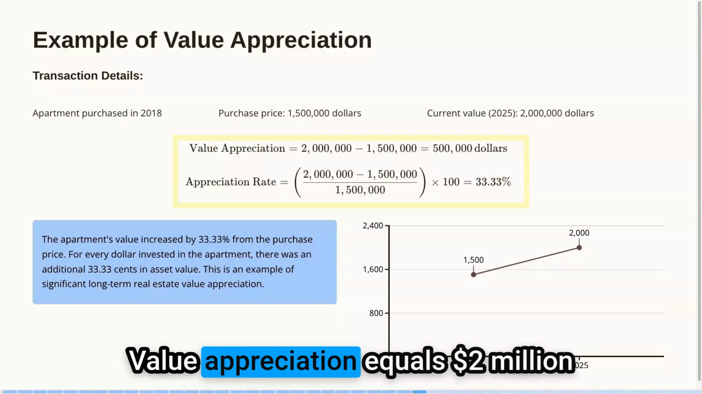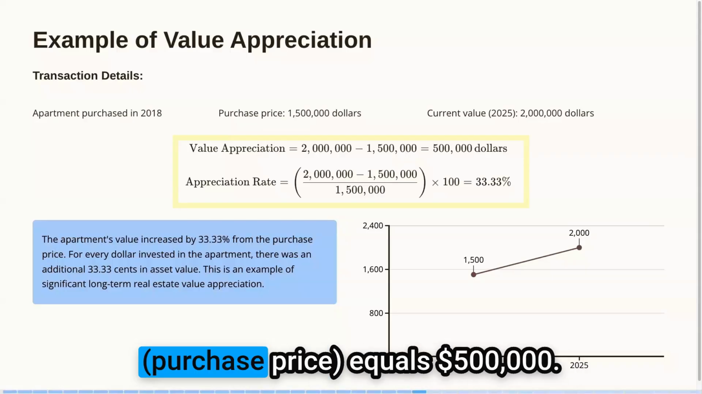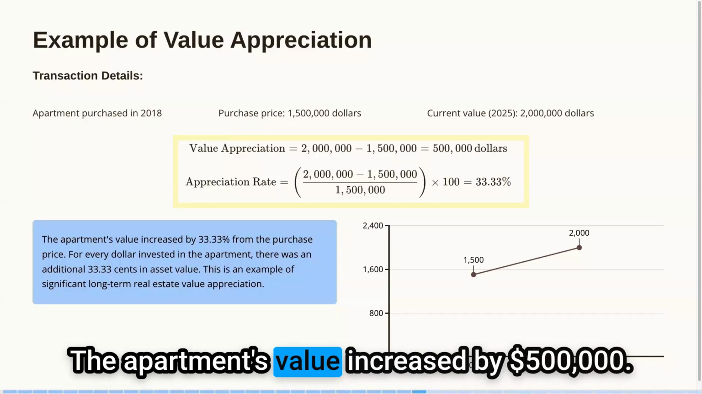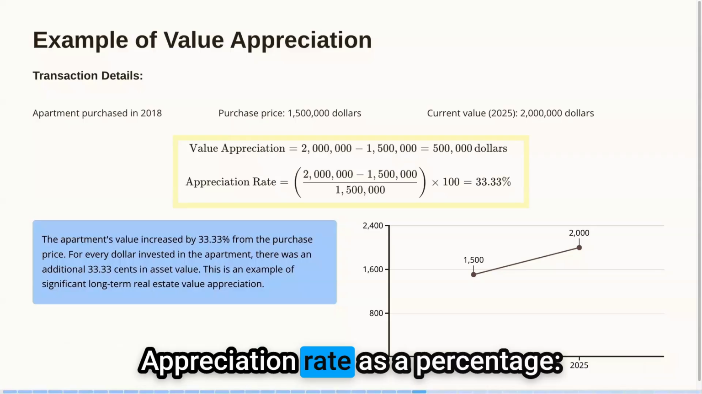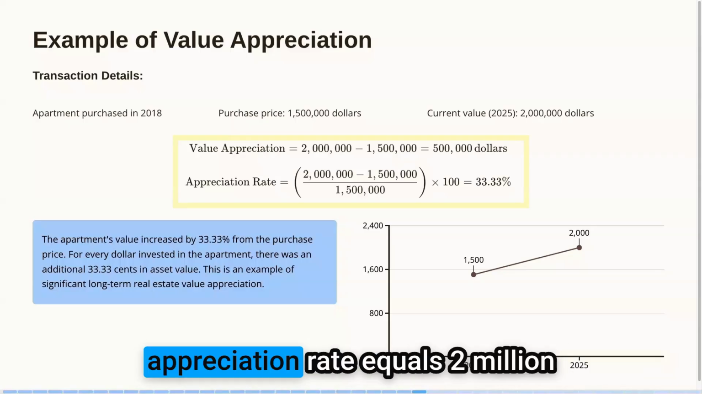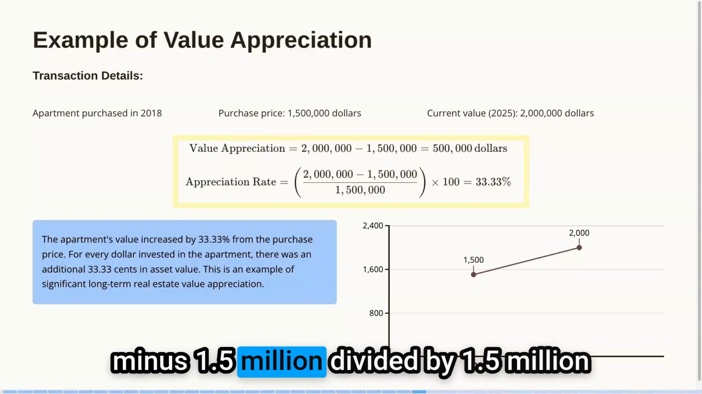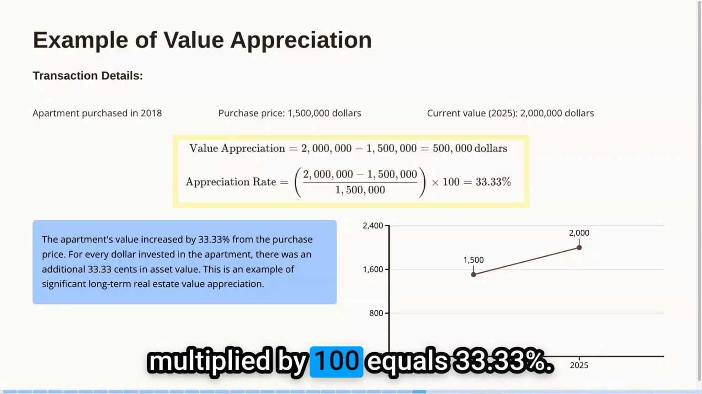Value appreciation equals $2 million, current value, minus $1.5 million, purchase price, equals $500,000. The apartment's value increased by $500,000. Appreciation rate as a percentage: appreciation rate equals 2 million minus 1.5 million, divided by 1.5 million, multiplied by 100, equals 33.33%.